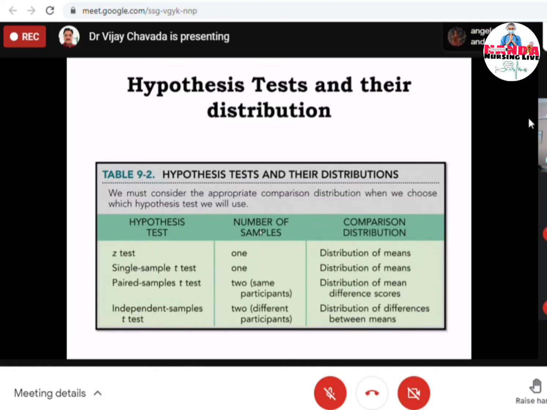Paired sample test is used when you have two groups, the same participants, and the distribution of the mean difference. Independent samples t-test is used when you have two groups but different participants. When the groups are the same participants, when the measurements are from before and after time, you use a paired t-test.